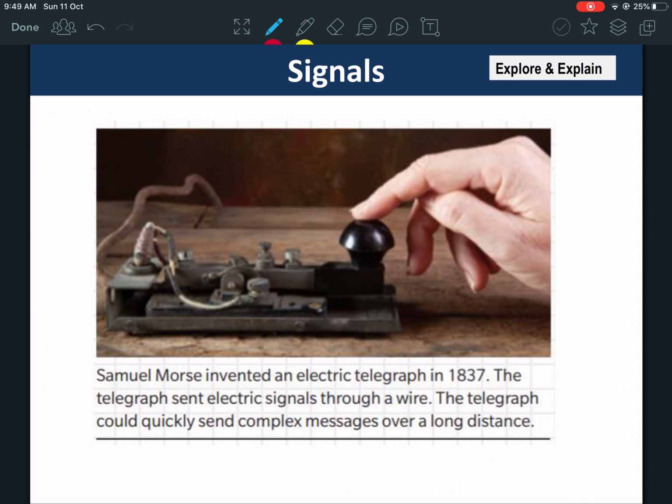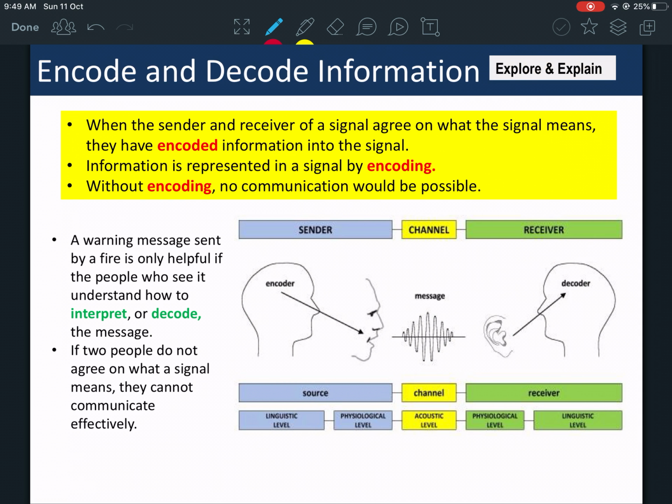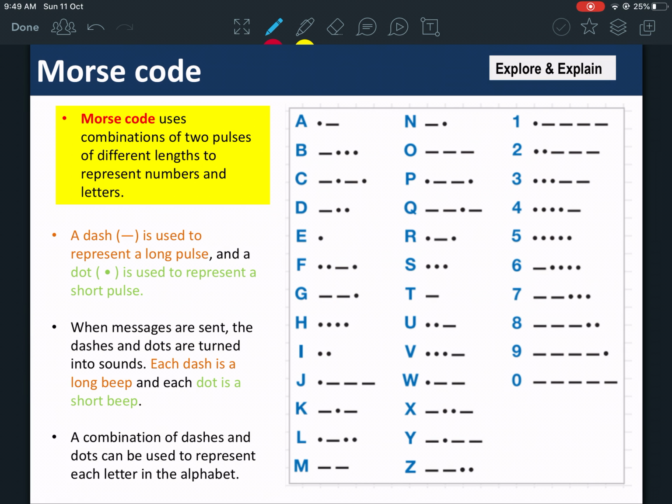There's also Samuel Morse. He's the guy who created the electric telegraph in 1837. The telegraph sent electric signals through a wire, and it could quickly send complex messages over long distances. He's called Samuel Morse, and that's why it's called Morse code. We're going to talk about it in a second.